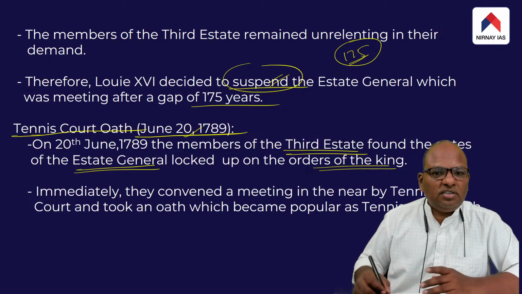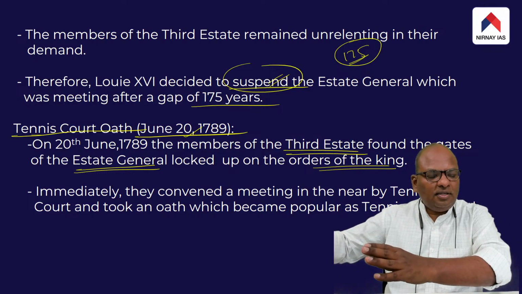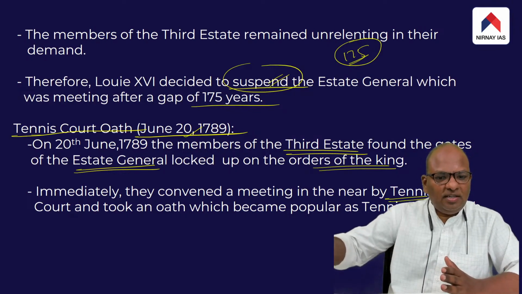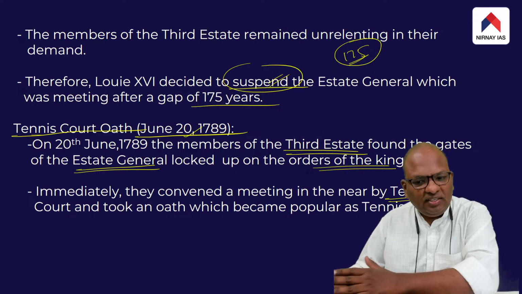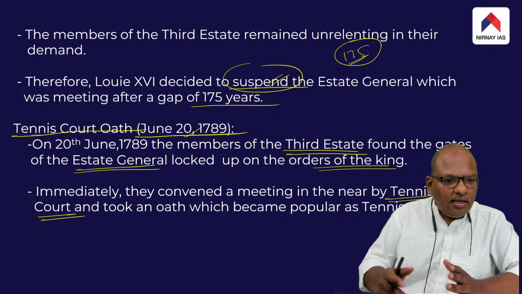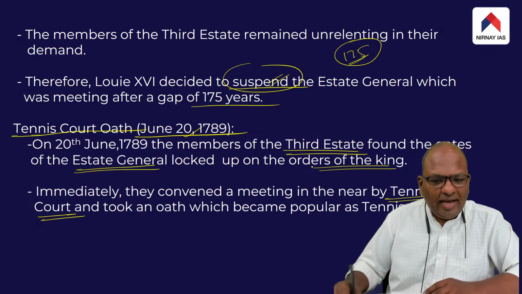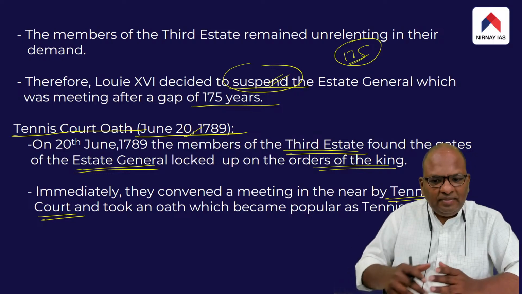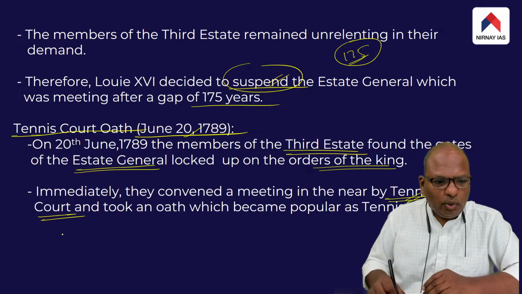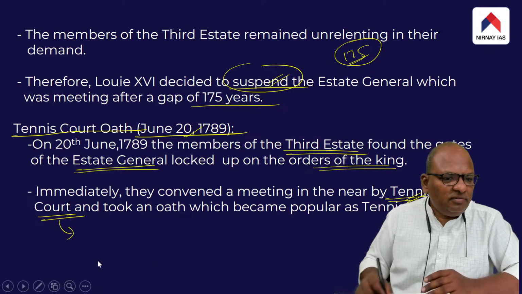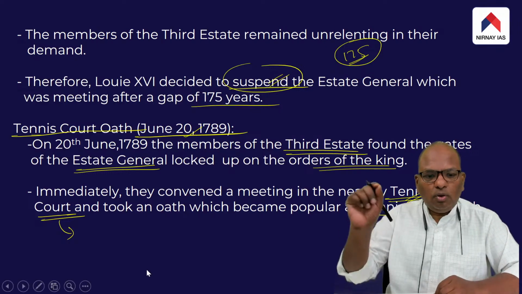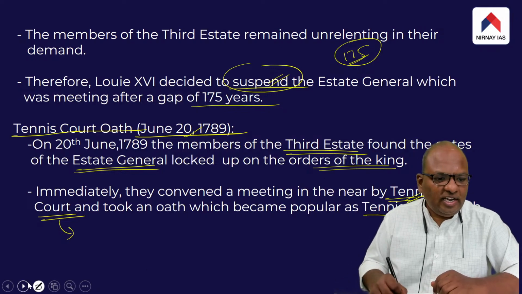And therefore, immediately the members of the third estate assembled in the tennis court, which was close to that of the Estates General. They assembled in a tennis court, located close to the Estates General, and the members of the third estate took an oath, which became popularly known as the tennis court oath. This happened on 20th June 1789.